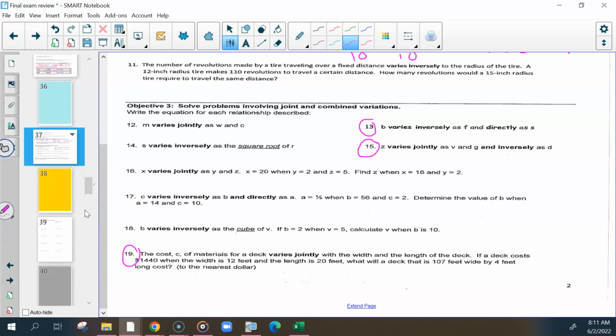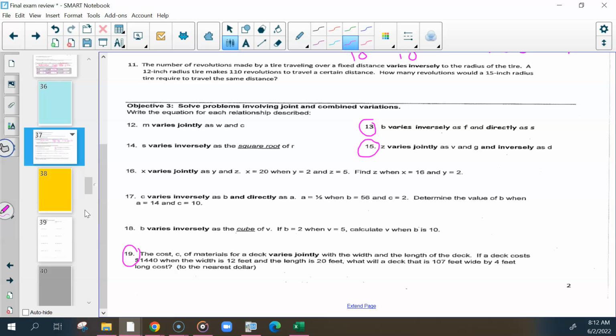In objective 3, we're going to do 3 of these. 2 of them are really just setting up the equations. One is actually solving the work. Remember that inversely you are dividing, directly you are multiplying. Jointly is the same as directly, you're multiplying, but there are multiple variables.